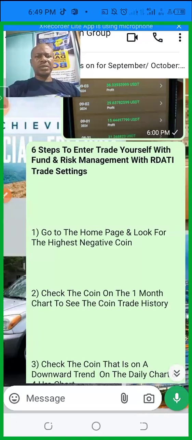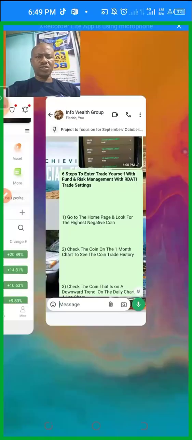That's why I have broken it down step by step to make it very, very easy. Now, the first thing to do is you go to the home page and look for the highest negative coin. So you go to your RoyalQ.